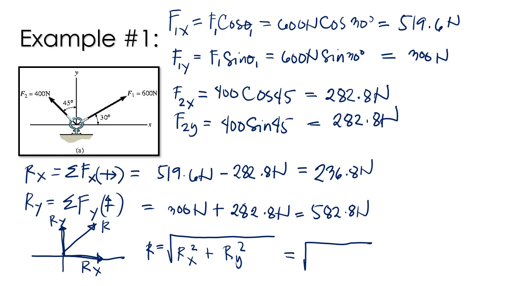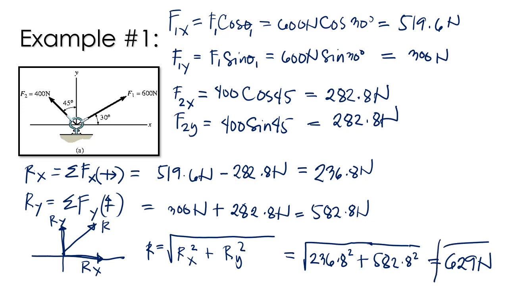So we have the square root of 236.8 squared plus 582.8 squared. So it is equivalent to 629 Newton.